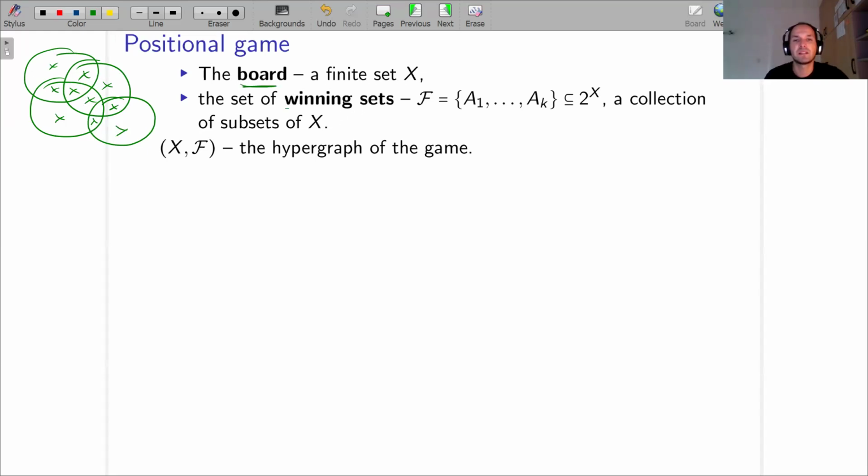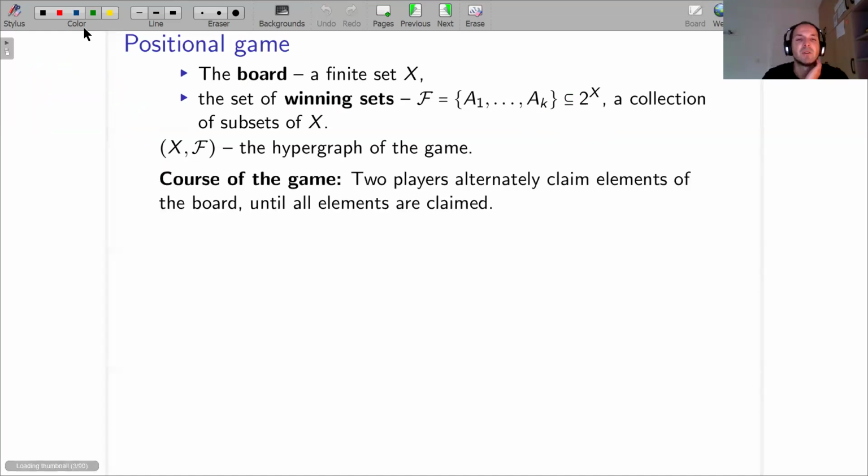And then the winning sets are a collection of some sets on this board. So these are some subsets, and this whole thing is a subset of the collection of all sets, of course. We call this the hypergraph of the game, but we don't need the structure of the hypergraph much. That's the game. And then how do you play the game?